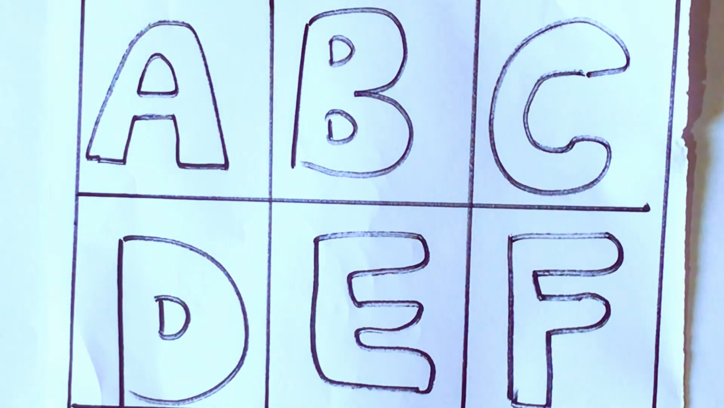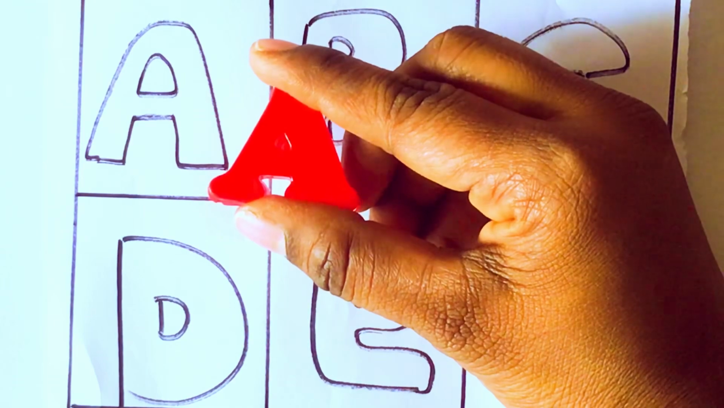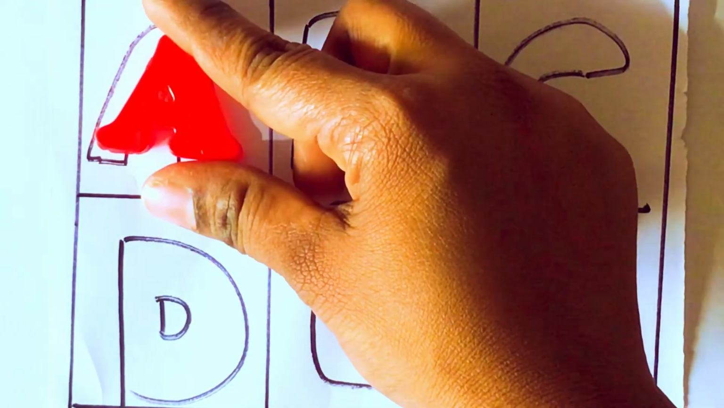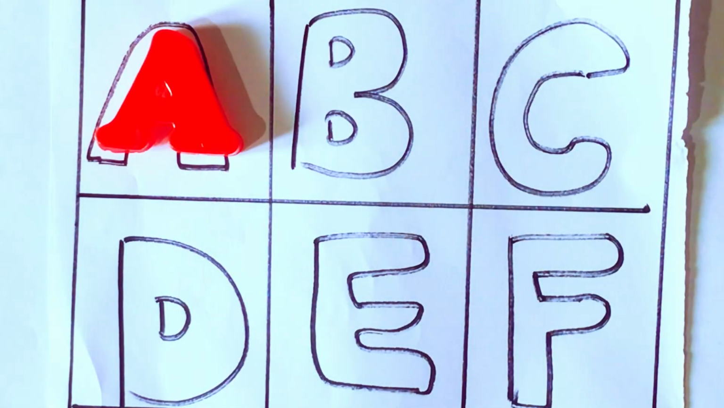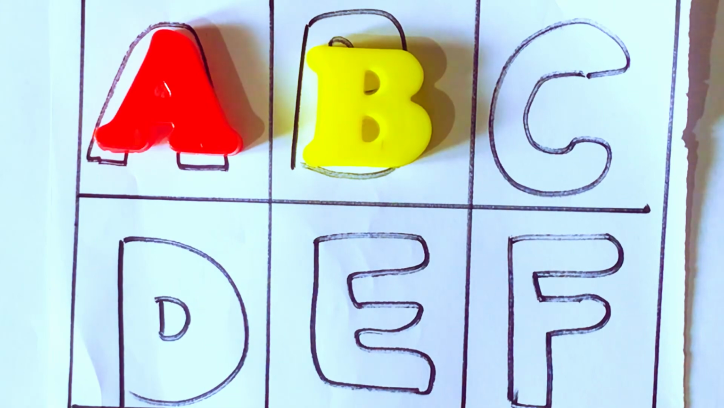Okay, let's learn with the toys. First of all, A. Which letter kids? A, A for apple. A-P-P-L-E, apple. A after which letter kids? B. Which letter kids? B. B for ball. B-A-L-L. Ball.